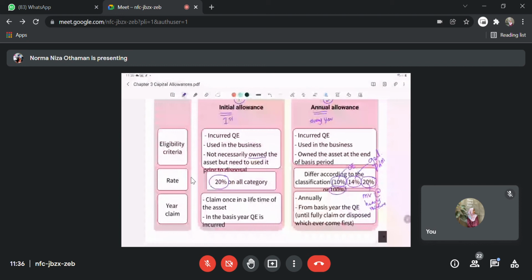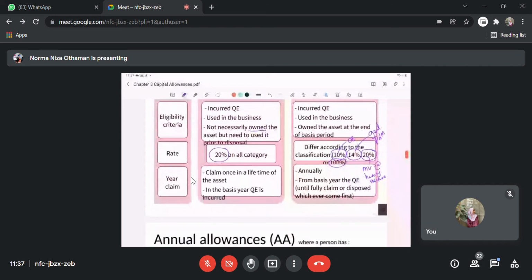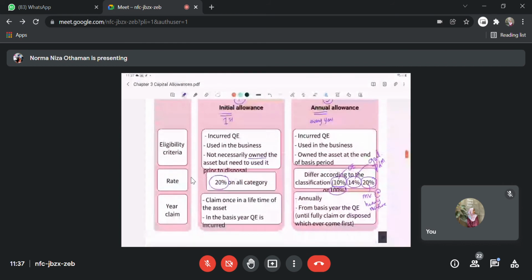So rate ni kena hafal tak guys? Kena. Yes. Okay. So you dah kena hafal. Dia punya initial allowance tak ada masalah, 20% semua sekali. Tapi annual allowances you kena tengok jenis dia. Dia berbeza mengikut jenis. Okay. Year of claim, kalau you nampak kat sini, untuk IA, initial allowances claim once in the lifetime. So kali pertama sahaja. Right. Tapi kalau untuk annual allowances, annually lah. Okay.